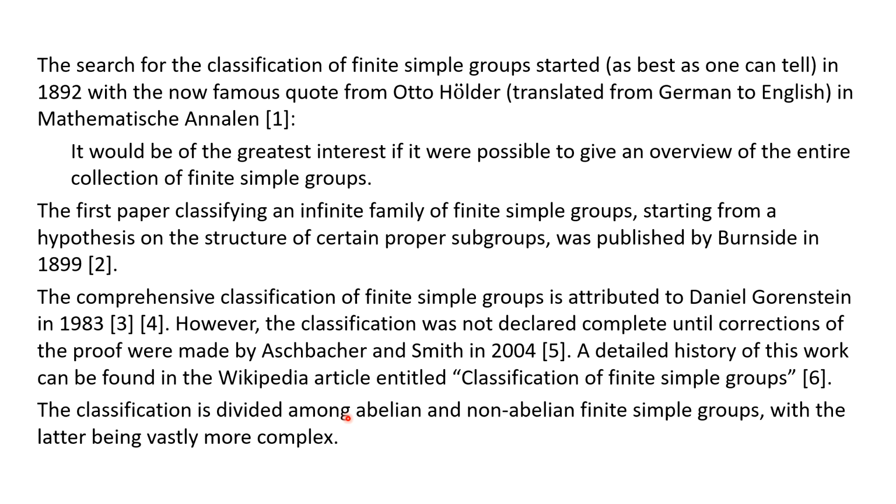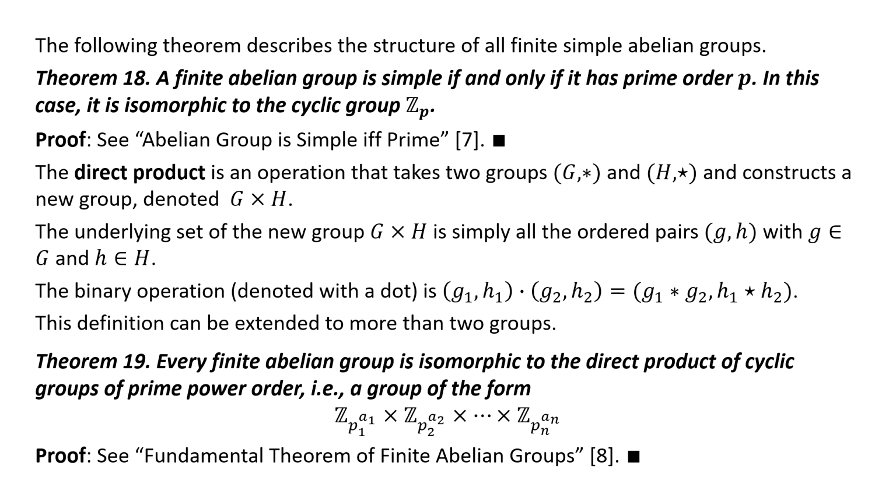The classification is divided among abelian and non-abelian finite simple groups, with the latter being vastly more complex. The following theorem describes the structure of all finite simple abelian groups. Remember, those are the ones that are commutative. A finite abelian group is simple if and only if it has a prime order P. In this case, it is isomorphic to the cyclic group of integers mod P. And a proof of this is in this article. I'll give you the reference to that.